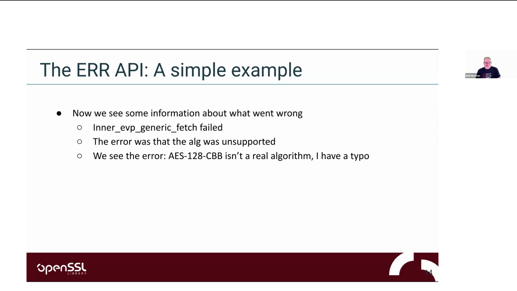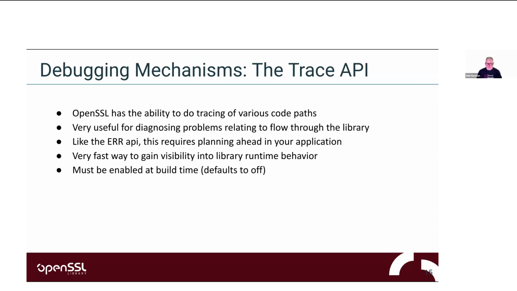So now we see we have some information to tell us what went wrong. We know the function inner EVP generic fetch failed. The error was that the algorithm was unsupported, and the algorithm that we asked for was AES-128 CBV. And if you have some familiarity with the OpenSSL library and cryptographic concepts, we know that AES-128 CBV is not real. It's not actually an algorithm. AES-128 CBC, however, is. So I have a typo in my code. And if we change that, we can see it works properly.